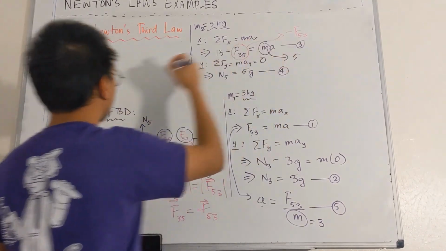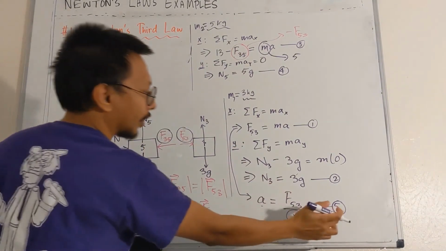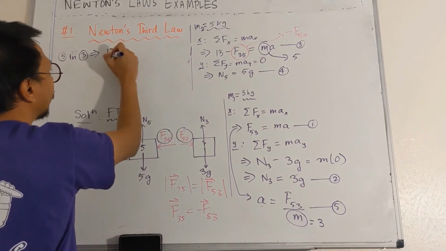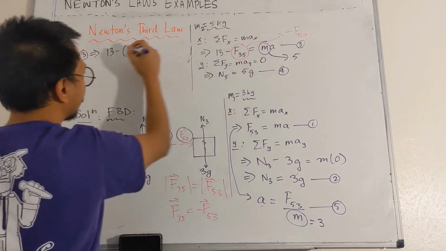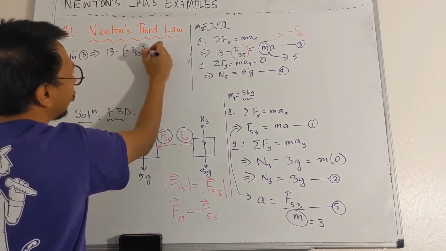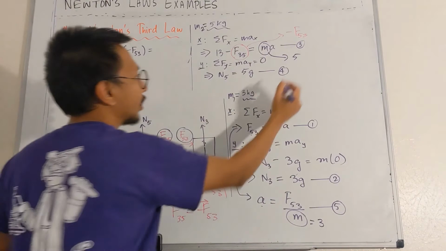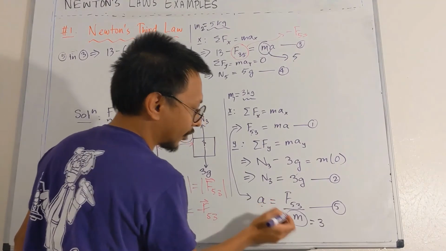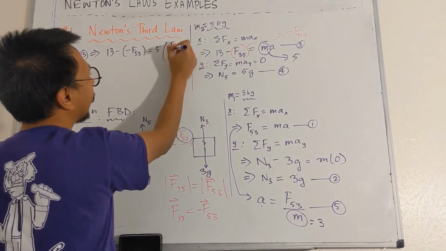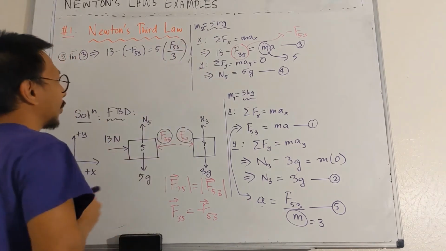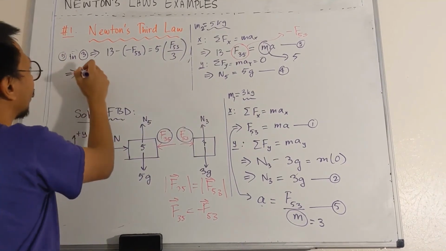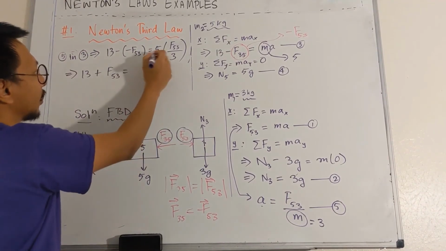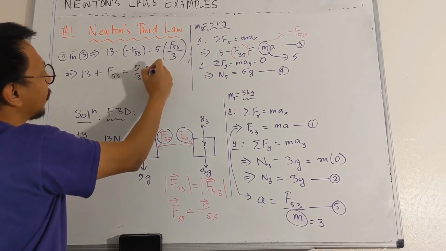So this is 5. So equation 5 in equation 3 gives me 13 minus F35, meaning minus F53, equals m times a. What is m? M is 5 here, so 5 times what is a? A is replaced by this expression, which is F53 over 3. So F53 over 3. All right, what do we have left? We have 13, minus minus gives you a plus, F53 equals 5 by 3 times F53.